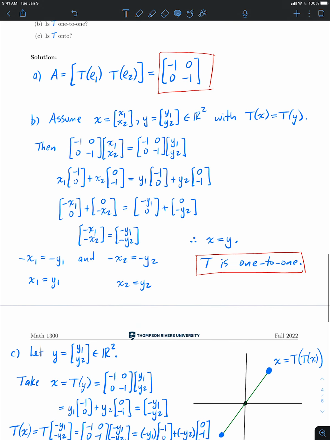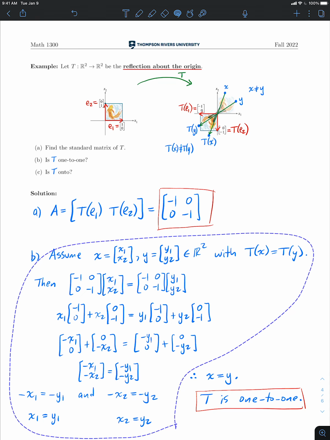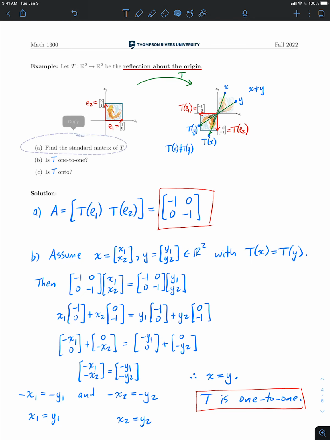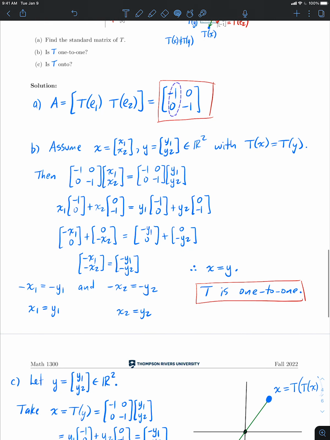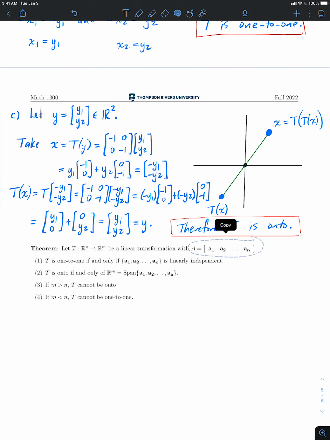So for example, in part B here, rather than doing all this work, what you may choose to do, since in part A you've already found the standard matrix of T, so you know that its columns are (-1, 0) and (0, -1), is use this theorem. It tells us that to check whether T is one-to-one, all we need to do is check whether these two vectors are linearly independent. And you may find that that's less work than doing all of this. Okay, so that's an alternative that you have. You can just check if the columns of the standard matrix are linearly independent.